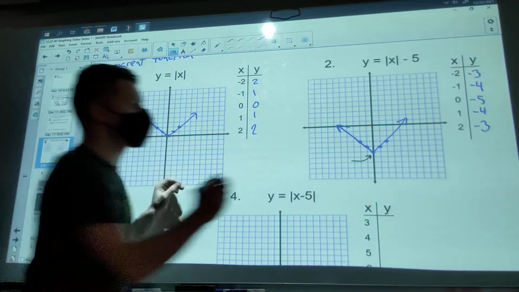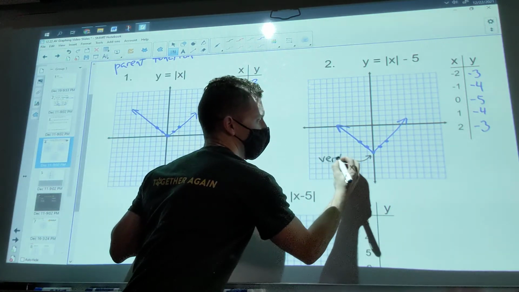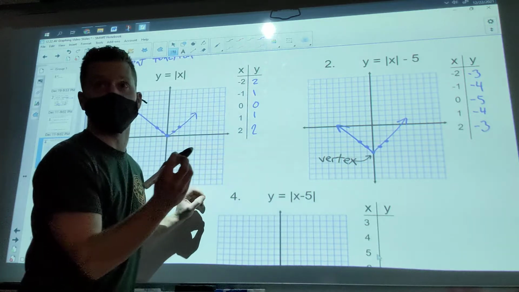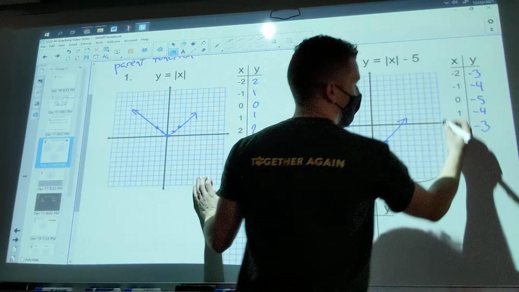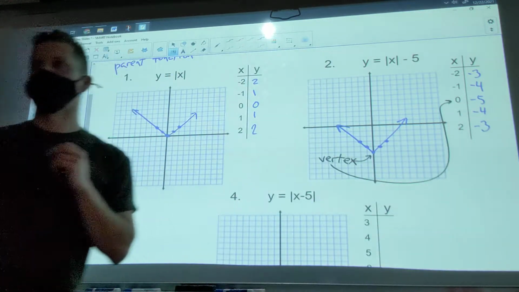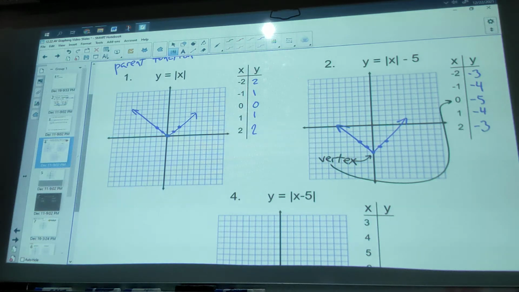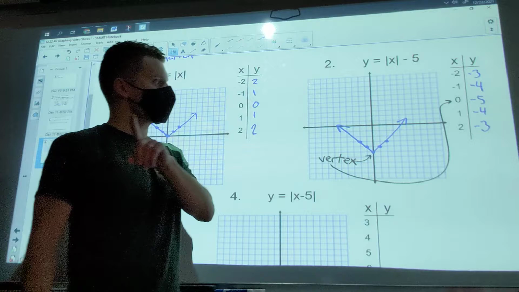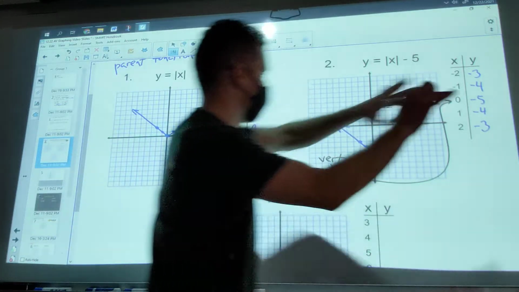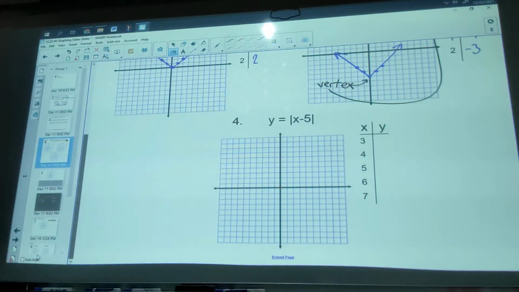All right. So this is the vertex, everyone. It is also located, or should be at least, in the middle of your table. Now, here's our graph. This looks good. Let's keep going. Let's check this one out.